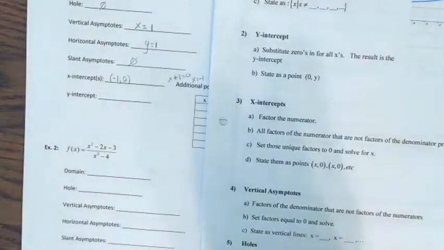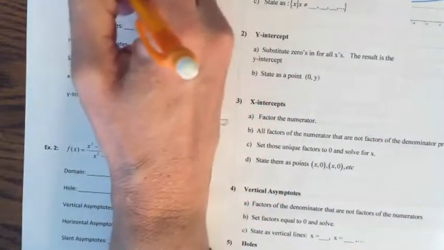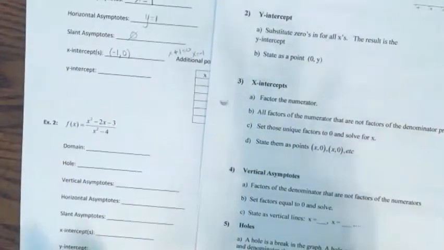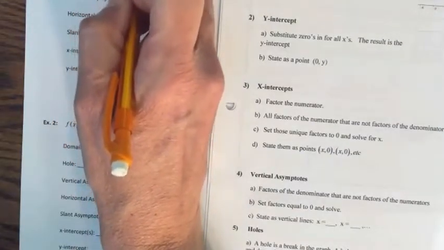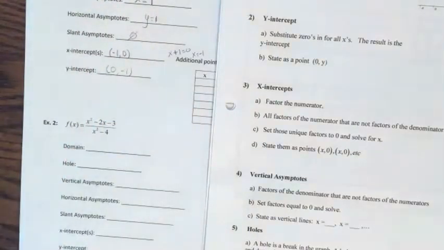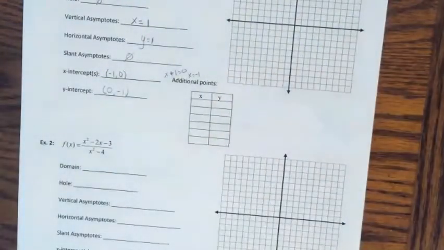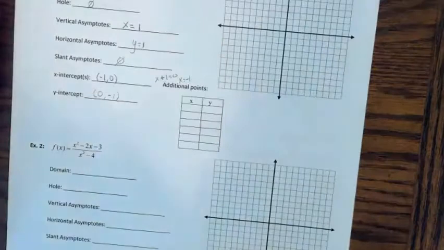My y-intercept, we find the y-intercept by always letting x be 0. So I come back here. So I have 0 plus 1 is 1. 0 minus 1 is negative 1. So I get negative 1. So your y-intercept is 0, negative 1. So that now I've found all my information. So you're going to use your graphing calculator to help you with this. So I'm going to grab my graphing calculator.